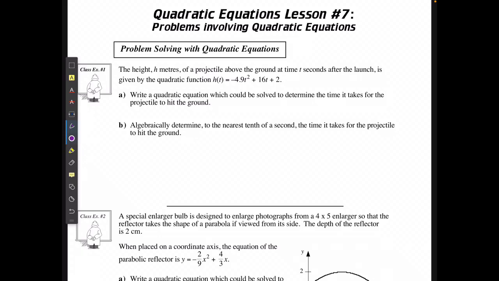Okay, for this last lesson, we're going to take a look at some problem solving involving quadratic equations. So, for the first example, the height h in meters of a projectile above the ground at a time t seconds after its launch is given by this quadratic. H as a function of t is equal to negative 4.9t squared plus 16t plus 2. First, it wants us to write a quadratic equation which could be solved to determine the time it takes for the projectile to hit the ground.